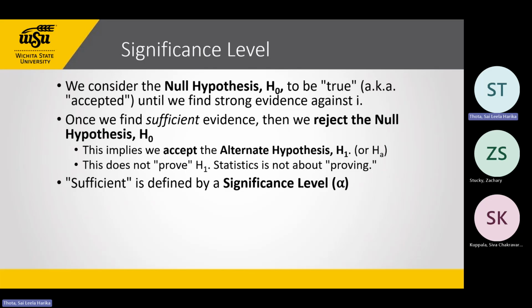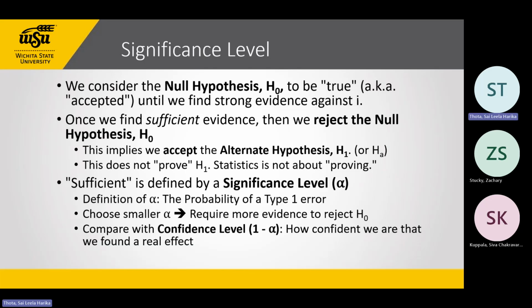Okay. So what is significance level? In previous classes, we discussed alpha, which is the significance level. We consider the null hypothesis H naught to be true until we find strong evidence against it. So first, we will consider that the drug is not causing any effect on the blood sugar.